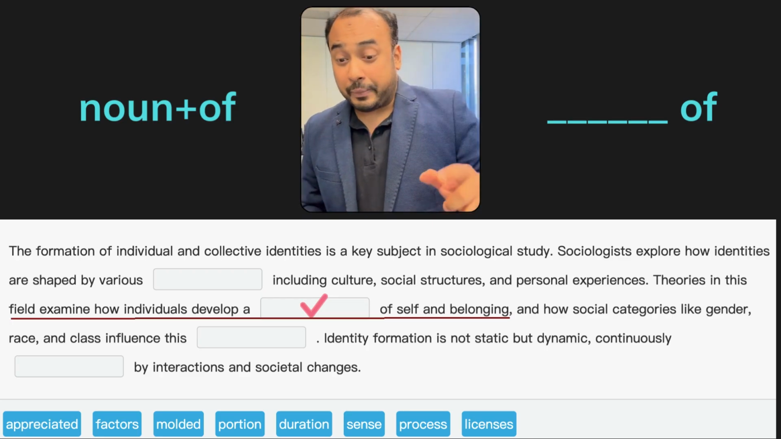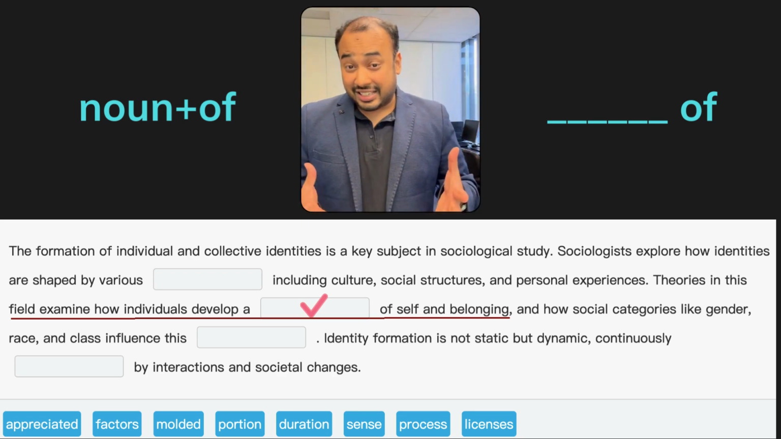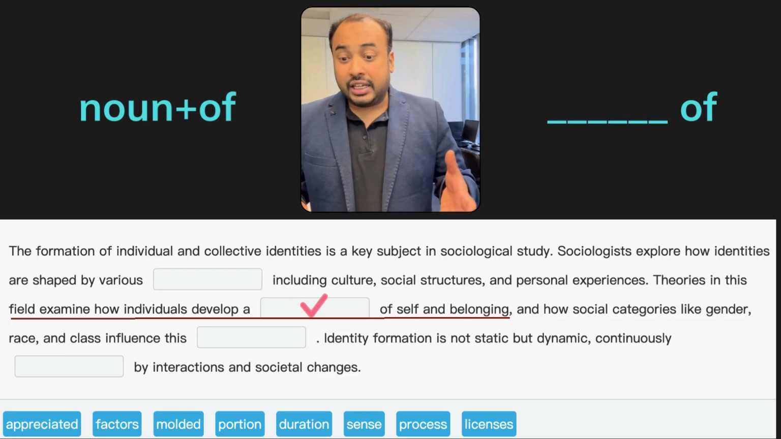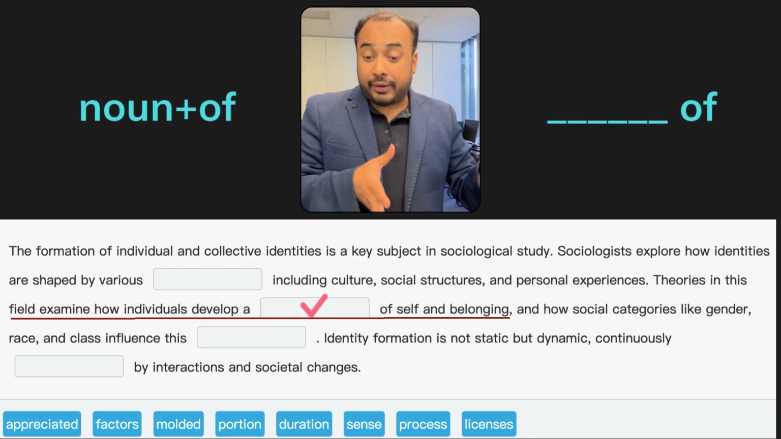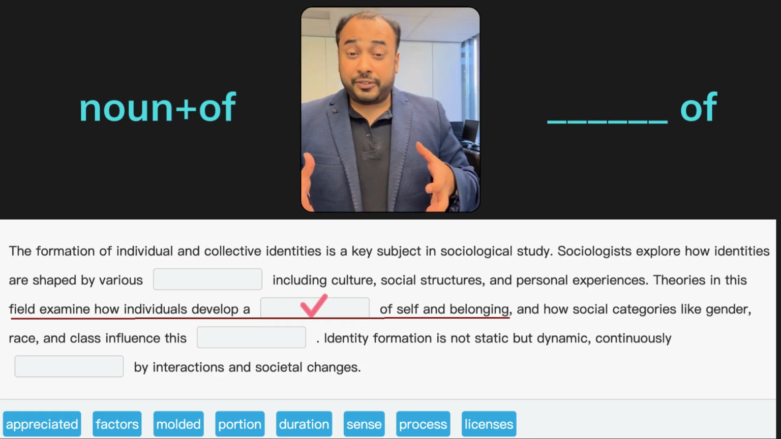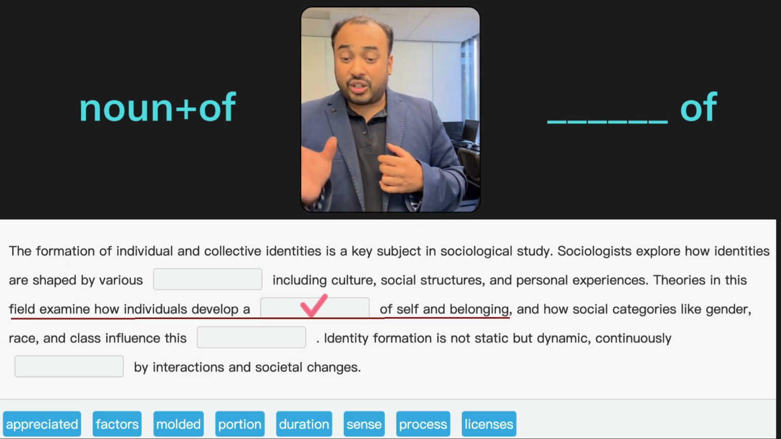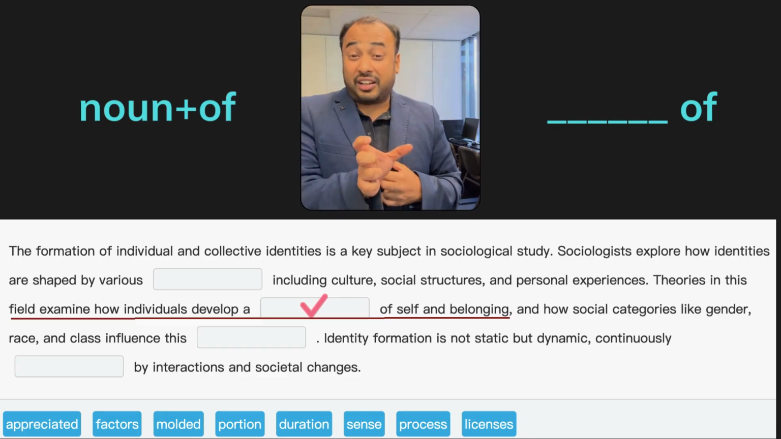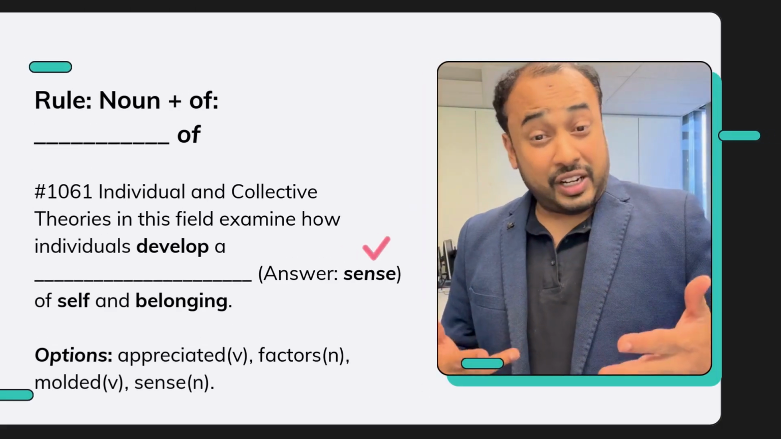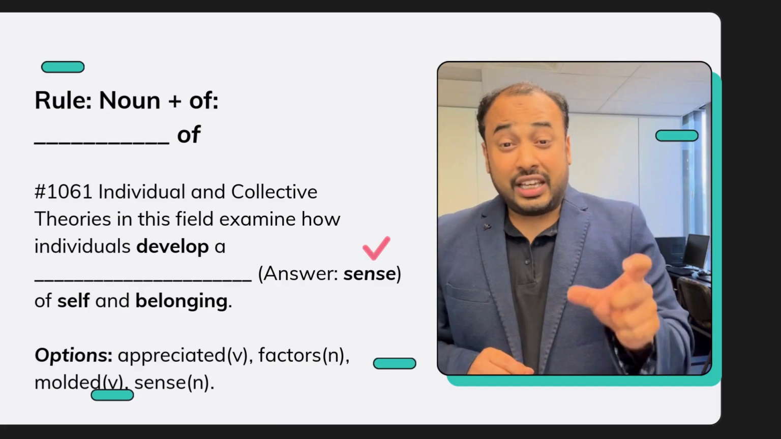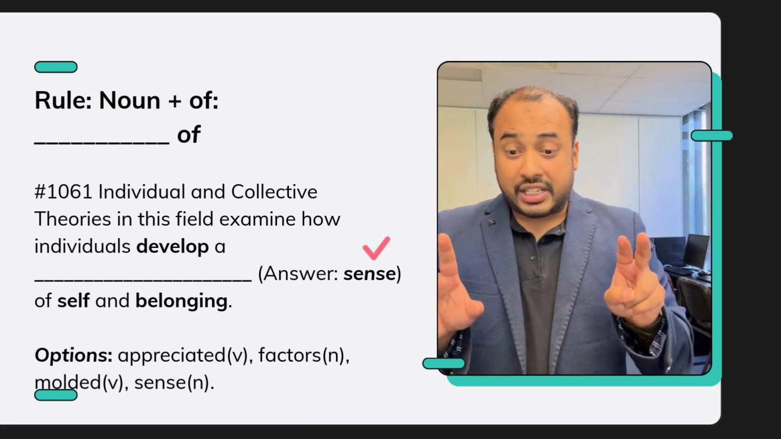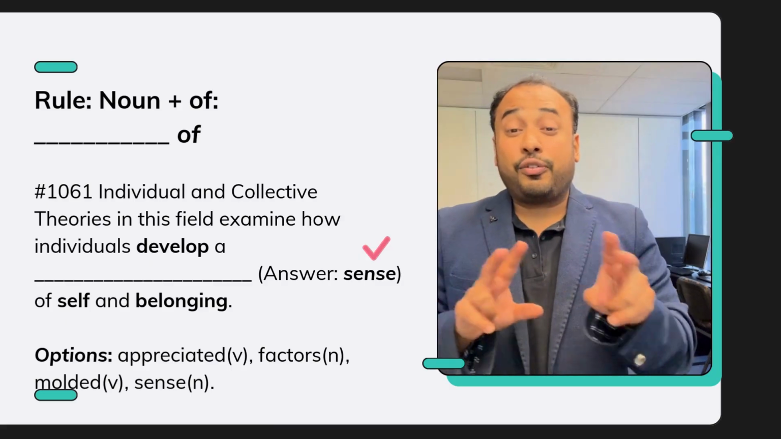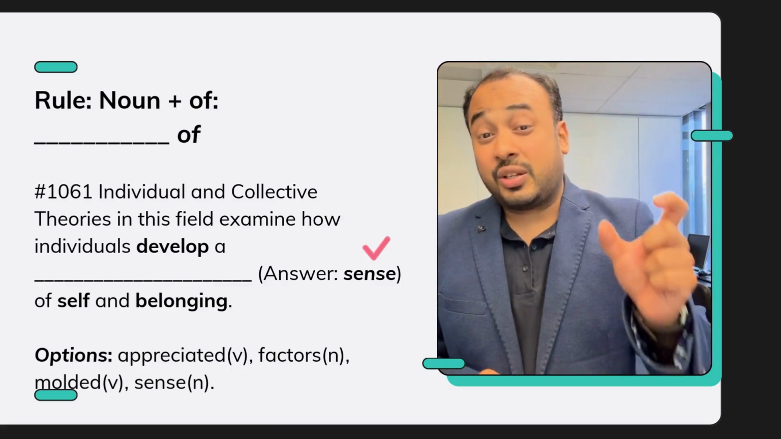Now you tell me, which one goes with the sentence, right? This is the word meaning part. So let me read it for you. Theories in this field examine how individuals develop a dash of self and belonging. Do you want to go with factors of self and belonging or a sense of self and belonging? I think you're going to say the word sense, right? So what happened here? We're choosing words that are nouns, breaking it down, making it shorter. These two, in this case, factors and sense. From there, we're choosing the best one that fits with the sentence.